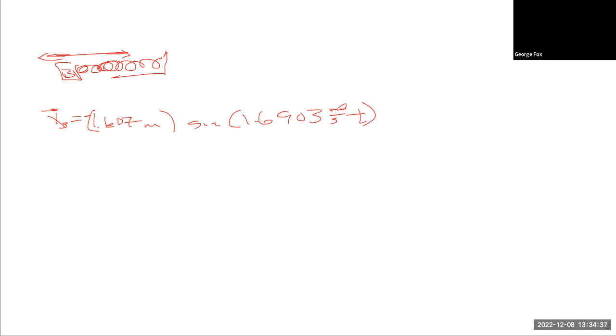All right. So if this thing's oscillating back and forth, I've got this point fixed and this end is going back and forth, and that is the amplitude. So from this central position right here, that is 1.607 meters.